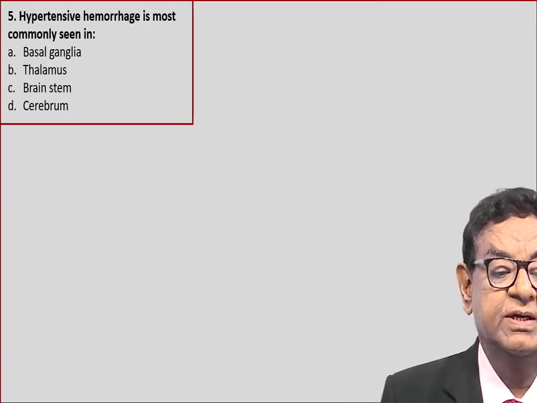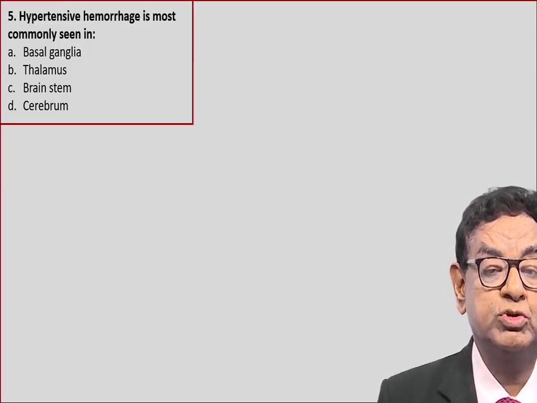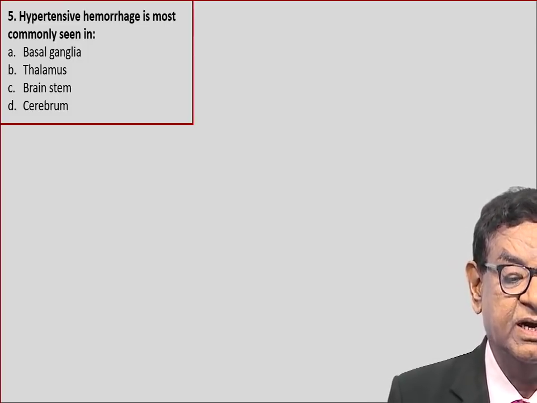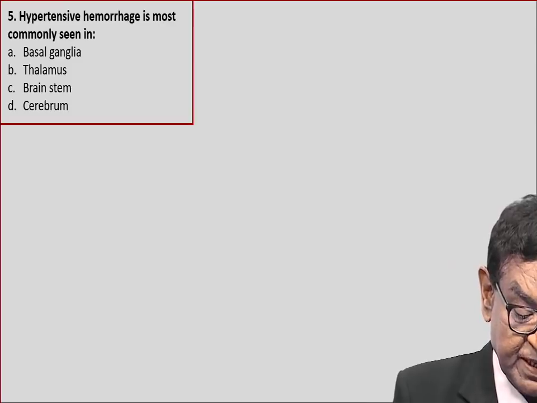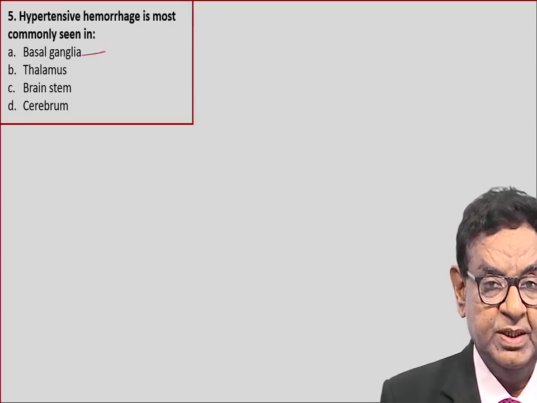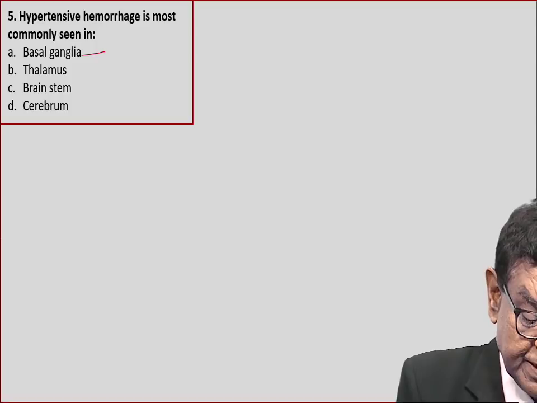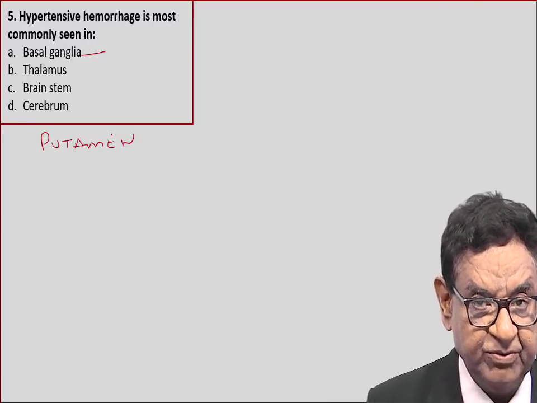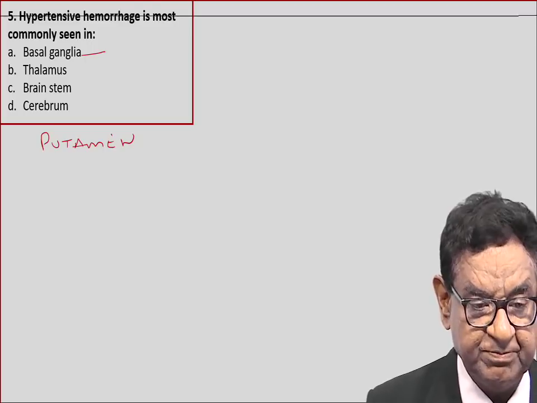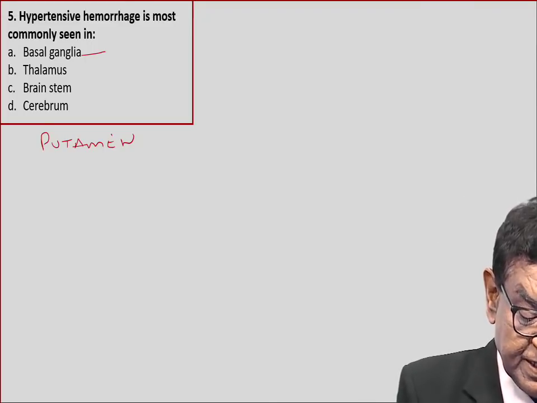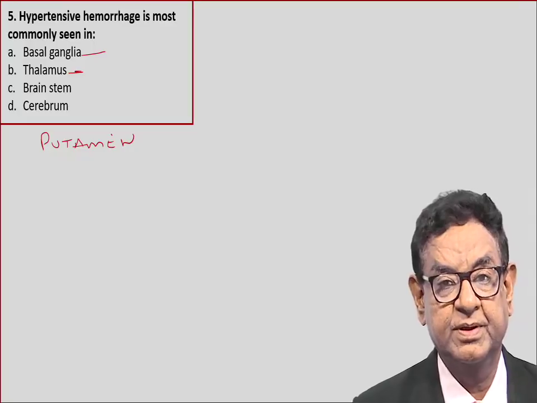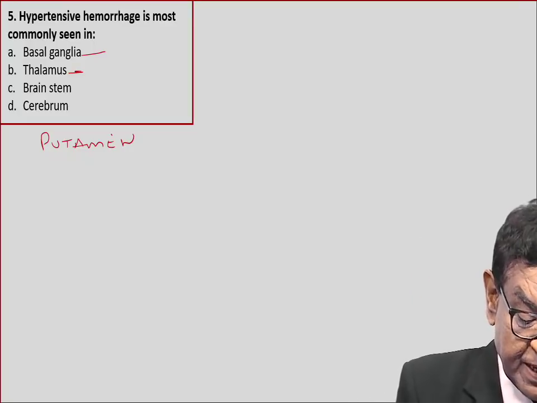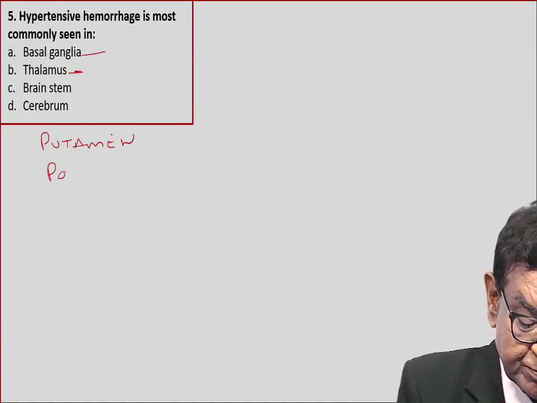Now, question number 5. Hypertensive hemorrhage is most commonly seen in. The answer is basal ganglia. In fact, the most common site is putamen, which is a part of basal ganglia. Now, let us see what are the sites of hypertensive bleeding. Other than basal ganglia, second is thalamus. Then is the brain parenchyma.